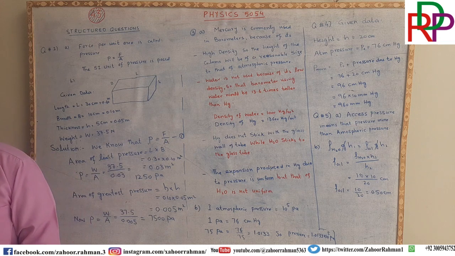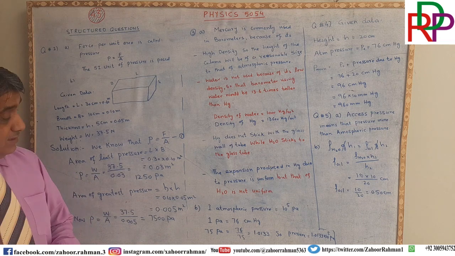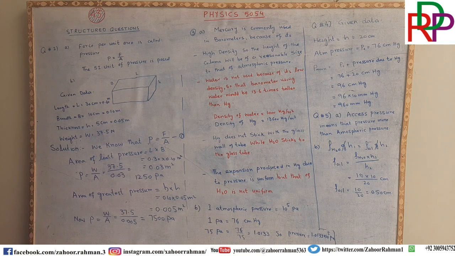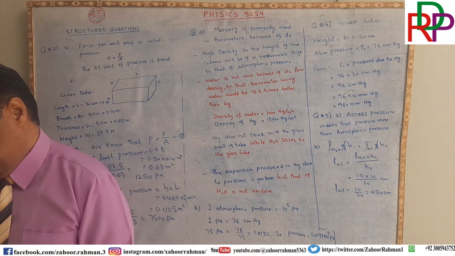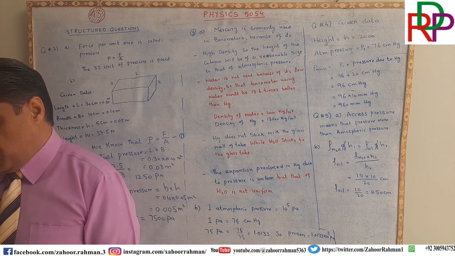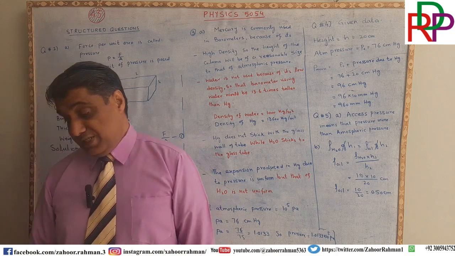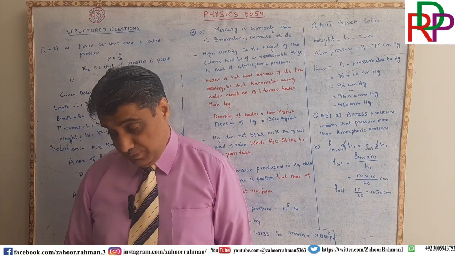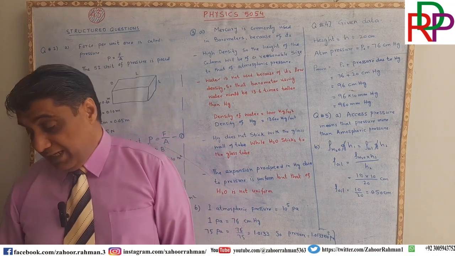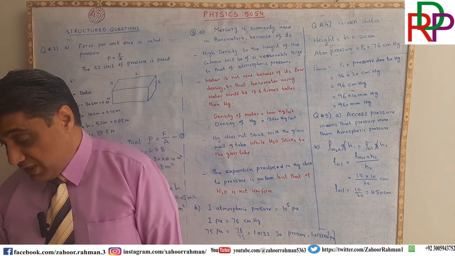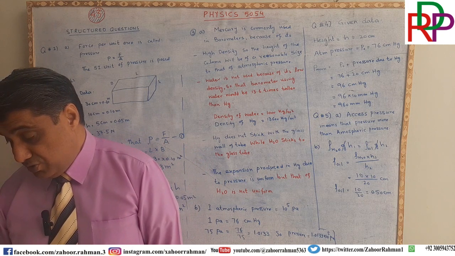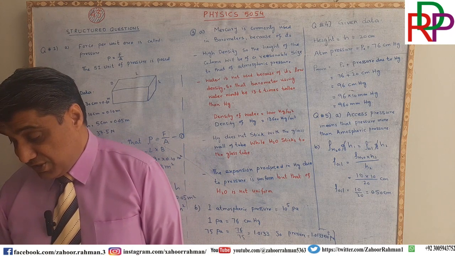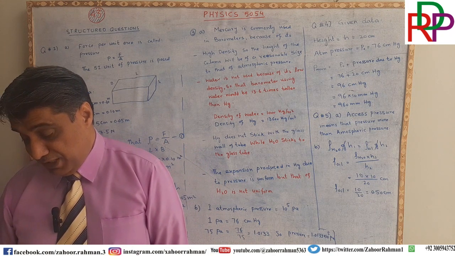Okay, now we are turning our focus to question number 2. There is a diagram given in question number 2, and they are saying the diagram shows a simple mercury barometer used to measure the standard atmospheric pressure.